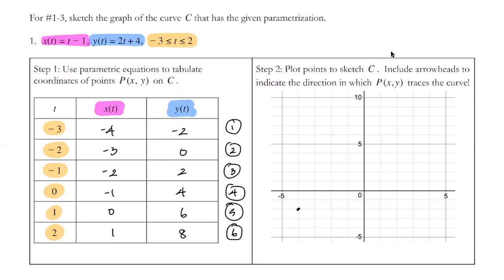Let me plot those other 5 points. So I'm going to go to -3, comma, 0, -2, comma, 2, -1, comma, 4, 0, comma, 6, and 1, comma, 8. All right. Any questions about how we got those 6 points?